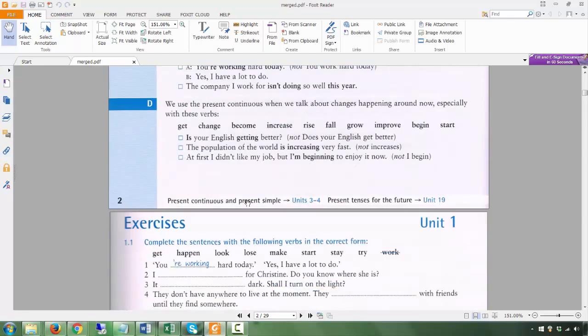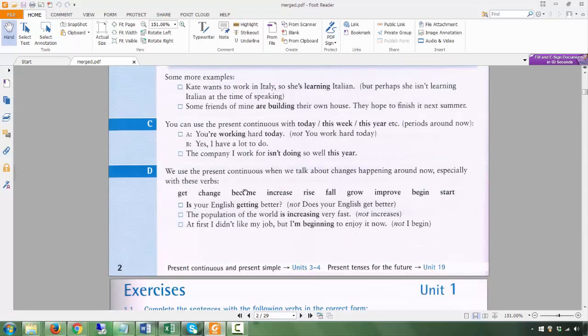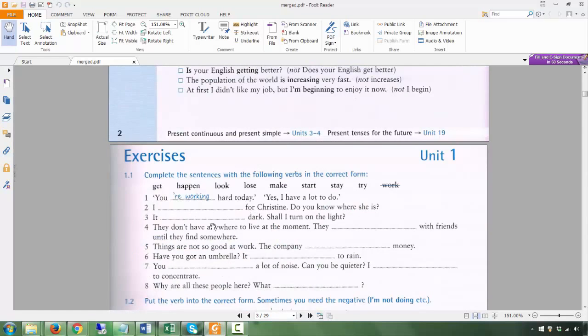All right, so you'll read through this and then start going through these exercises. Each one has a blank. Choose one of these. For example, you are working hard today. Yes, I have a lot to do now. So it's work, and in the present continuous, you are working.